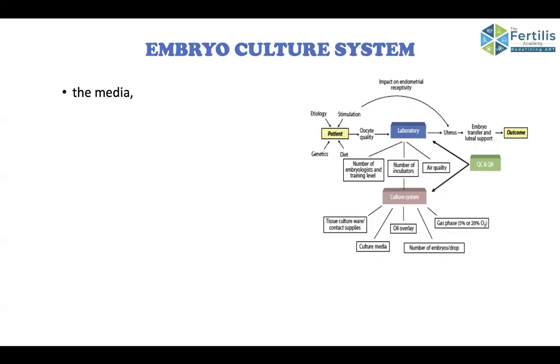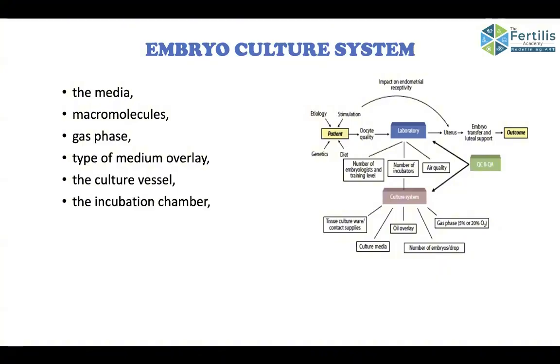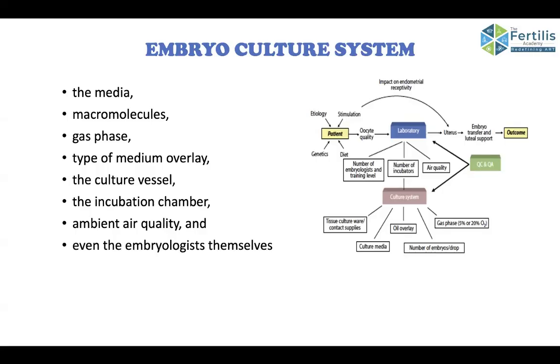So just to enumerate, it's the media, macromolecules, gas phase, type of medium overlay, culture vessel, that is the plastics, incubation chamber, that is the incubator. Ambient air quality is also very important, because if you have to spend on something in the lab, number one should be the air quality. Anything else will be secondary to it, if you ask me. And even the embryologists themselves are part of the culture system as a whole.